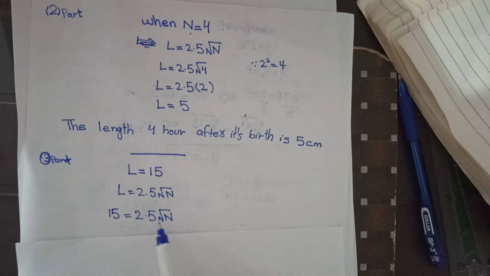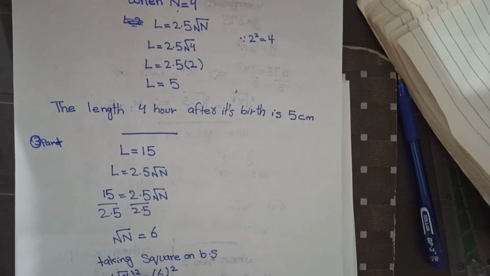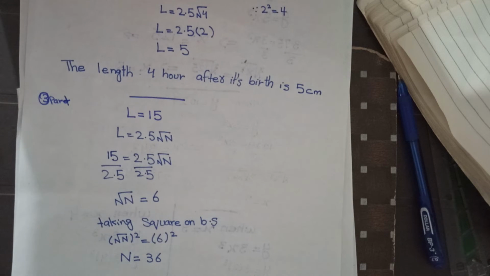To find the value of n, we will divide by 2.5 on both sides. Square root n is equal to 6, but here we need to find the value of n. That's why we are taking square on both sides, because here is a square root. To vanish the square root, we will take square on both sides. The square roots cancel out. 6 squared is equal to 36, n is equal to 36. Okay, now we will move to another question.